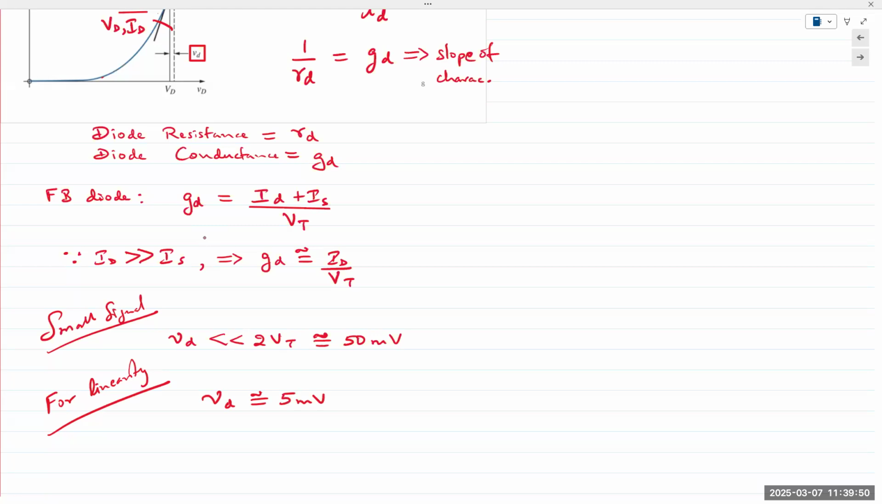VD should be far less than twice the thermal voltage. Is that the equation you're referring to? No, we are saying the change. We could apply a 5-volt signal, but if you're looking at the diode characteristic, we can just take a look at the small change.